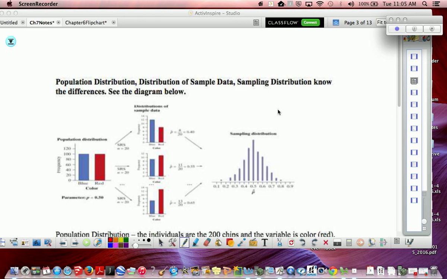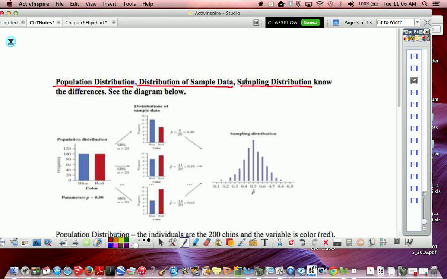Alright, so yesterday we were talking about sampling distributions and how they come about. What's really nice about the first page of notes here today is it's really a summary of some of the things that we were talking about yesterday. So there's really three terms that we want you to understand to really start this section. And those are, what's a population distribution, a distribution of sample data, and then our sampling distribution.